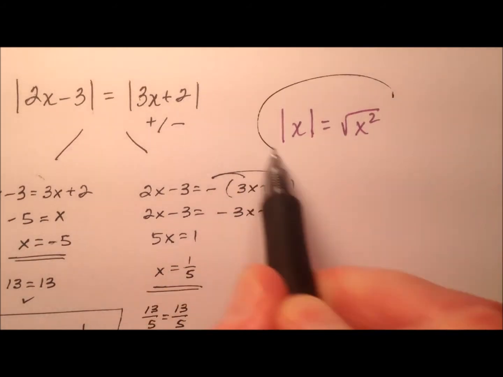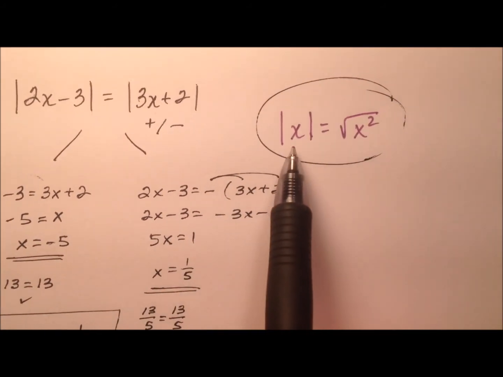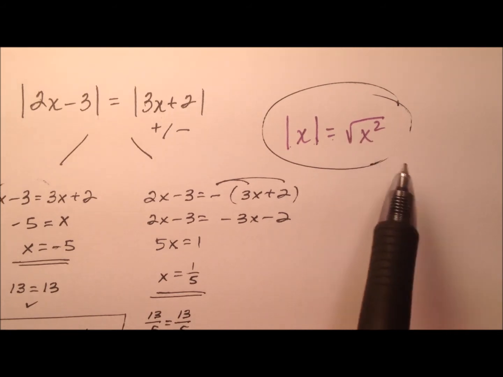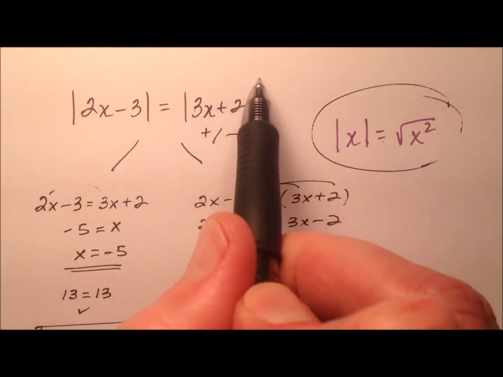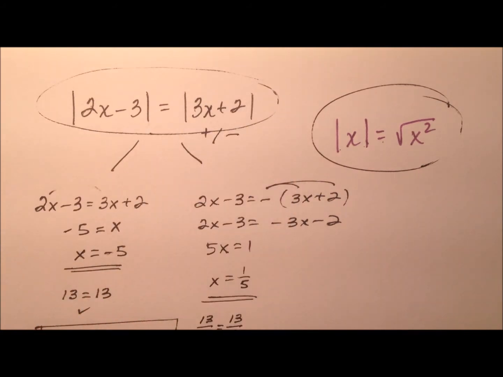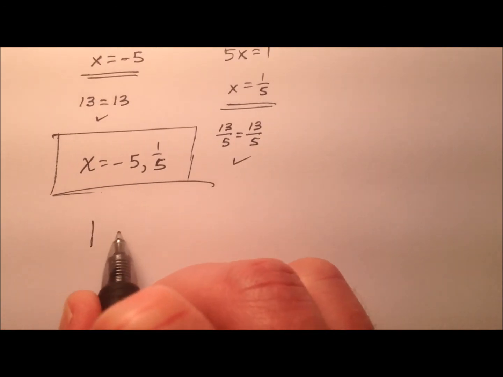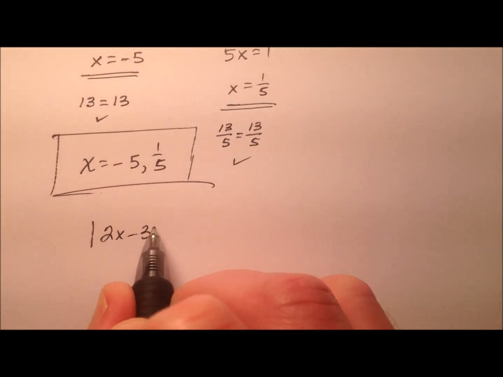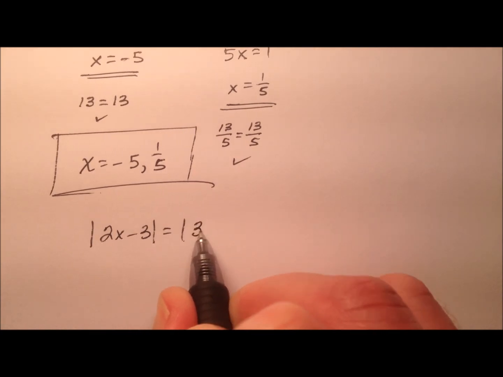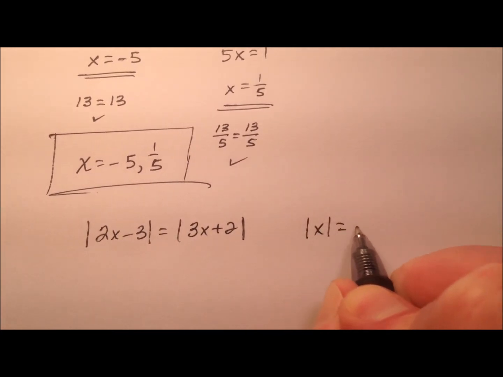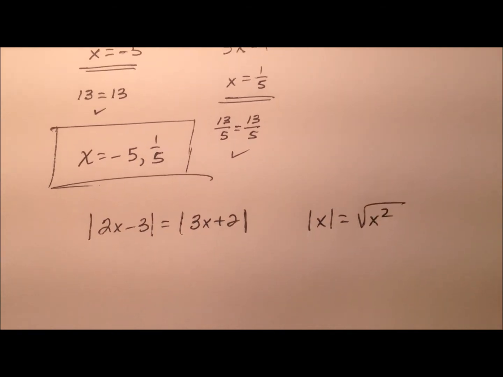Okay, so you probably saw this other property that I had. The absolute value of x equals the square root of x squared. So I want to kind of revisit this problem, and I want to do it a second way that I think is a little interesting. So I'm going to go ahead and rewrite it down here first. So I'll say the absolute value of 2x minus 3 equals the absolute value of 3x plus 2. And I have this absolute value of x equals the square root of x squared.